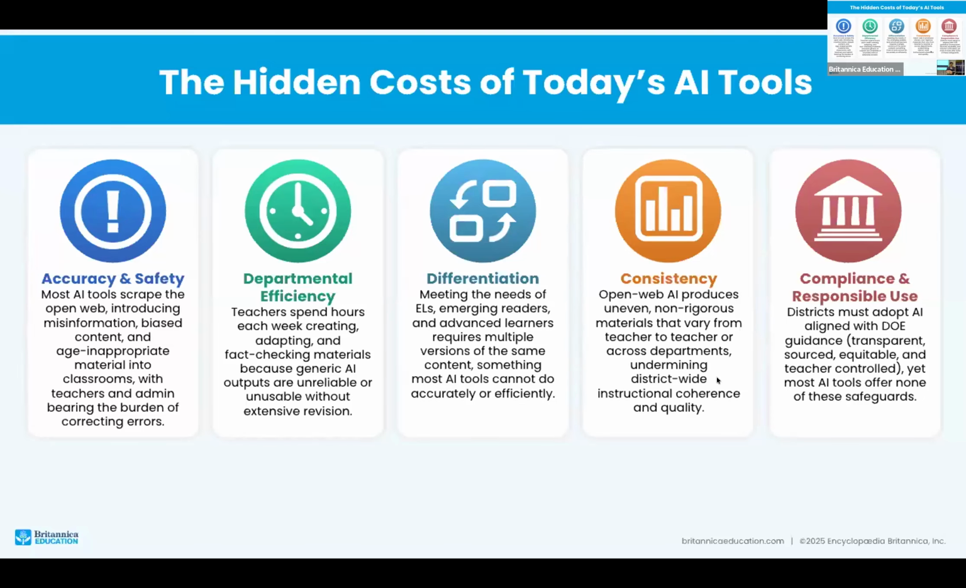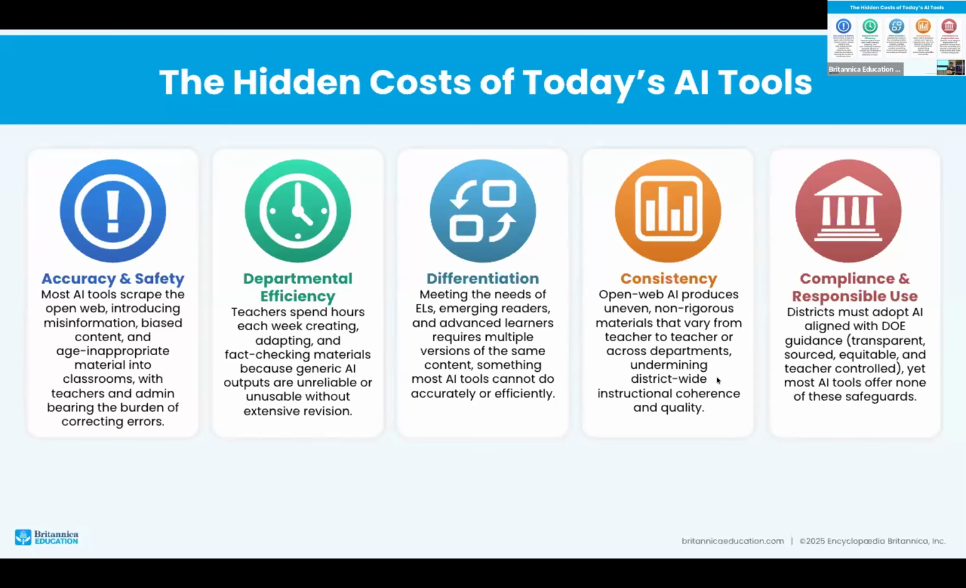And then differentiation. We all know the landscape of the schools is quite demanding. Students come into the classrooms with different levels of ability, and we need to be able to meet them at their level. So creating differentiation is often a big headache for teachers. And consistency as well: open web AI produces uneven and non-rigorous materials that vary from teacher to teacher.